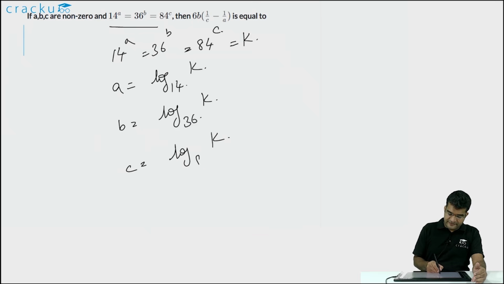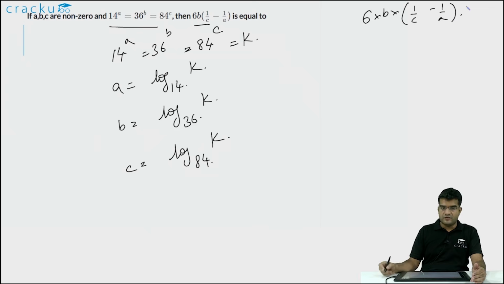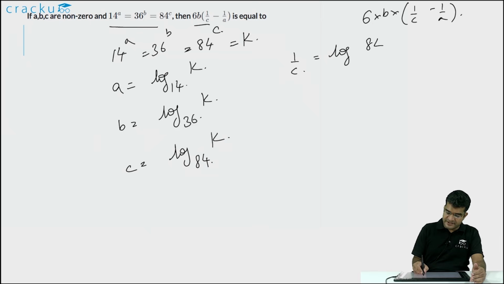We are asked to find out the value of 6 into b into 1 by c minus 1 by a. What is the value of 1 by c? Because c is equal to log k to the base 84, 1 by c will be equal to log of 84 to the base k. Similarly, 1 by a will become equal to log of 14 to the base k.